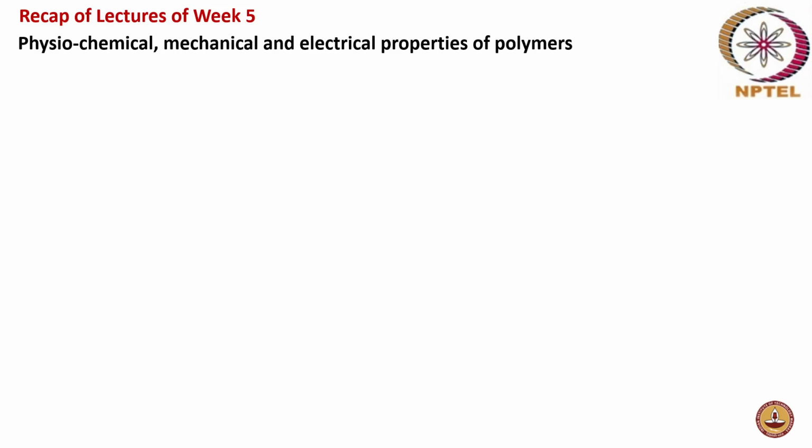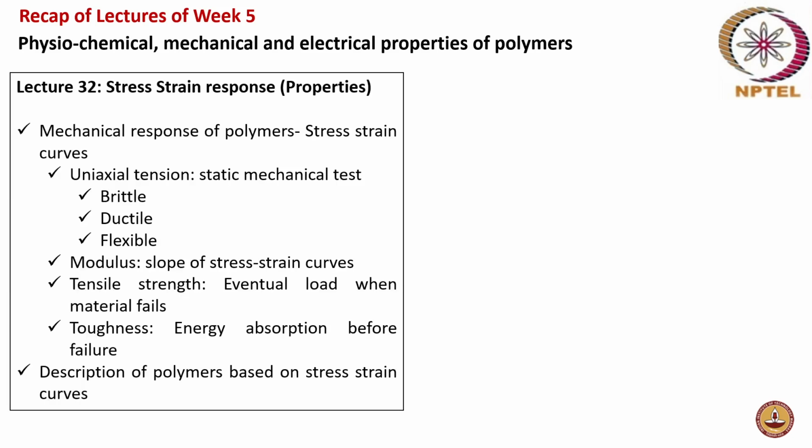And then the remaining lectures were on physicochemical, mechanical, and electrical properties of polymers, where basically the physicochemical and mechanical properties were discussed. Lecture 32 was on stress-strain response. So it was on properties. The mechanical response of polymers, the stress-strain curves, the uniaxial tension were discussed. And then static mechanical tests, for how the response would look for a brittle, ductile, and flexible polymer. And what is the modulus? The slope of the stress-strain curve gives the modulus, especially the elastic modulus, and the tensile strength and toughness. These were all discussed in detail in lecture 32.